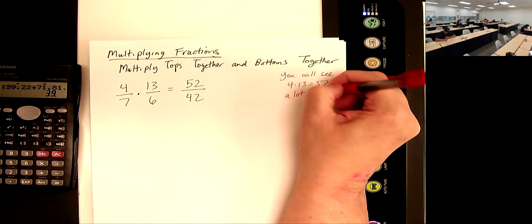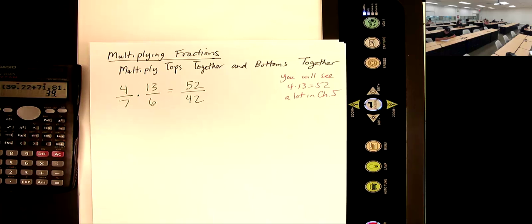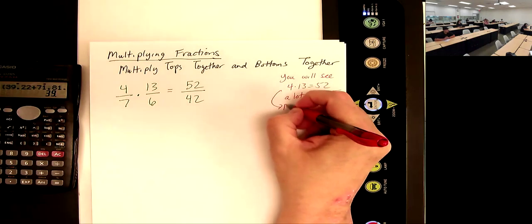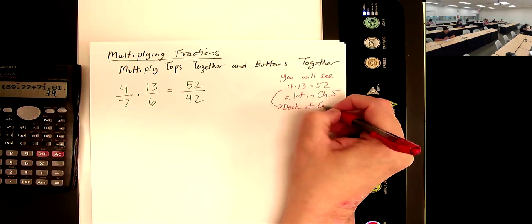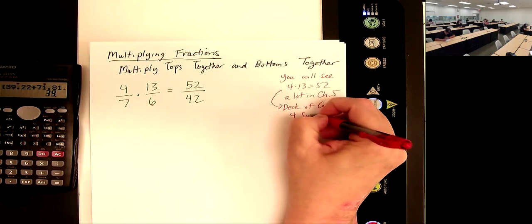In chapter 5. Does anyone know where the numbers 4 and 13 show up together, or something that has 52 of? First off, might be weeks, but we don't have 13 months, so it's not weeks. This is a deck of cards. There are 4 suits with 13 ranks.